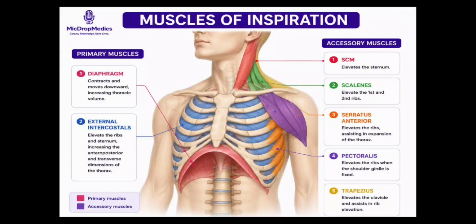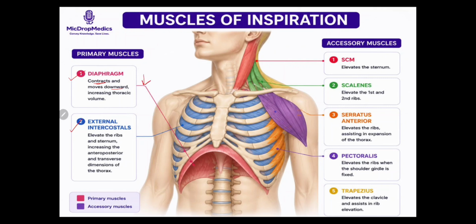To understand abnormal breathing patterns, we must first master the mechanics of normal breathing, starting with inspiration. Under normal conditions, inspiration is an active process driven by your primary powerhouses, the diaphragm and the external intercostals. The diaphragm contracts and moves downward, instantly expanding thoracic volume.